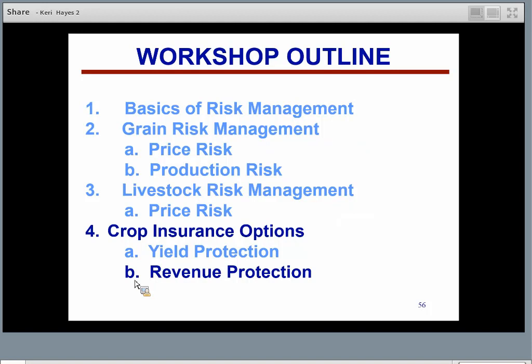Revenue protection is by far the most commonly purchased insurance policy. And the reason that people like it is because it ensures both prices and yields together, right? It ensures revenue. So you might have an instance where, let's say your yields are just fine, but let's say the price drops. That could be a problem for you, right? So a revenue protection would allow you to still collect an indemnity in that scenario.